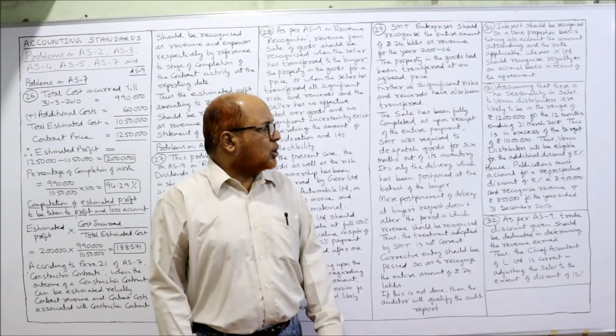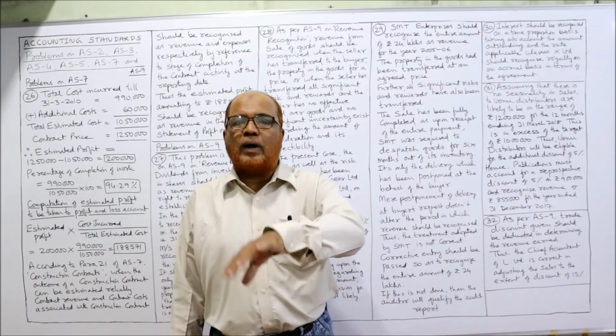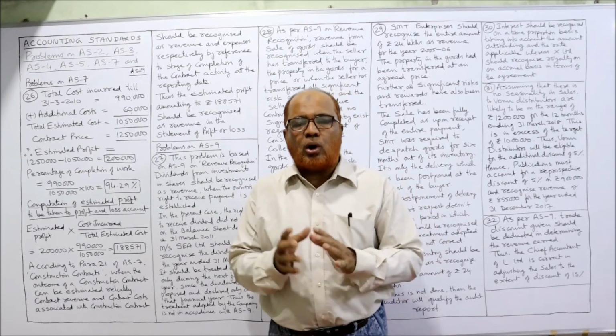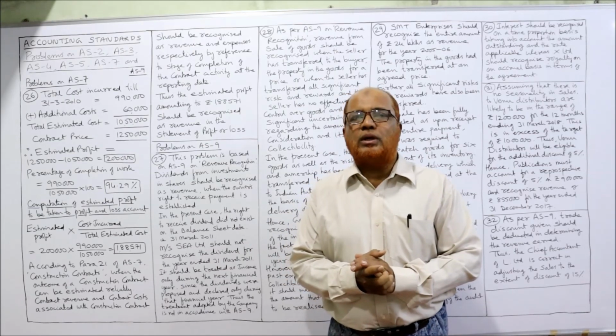That's it. So, totally 32 problems I have explained for accounting standard 2 to accounting standard 9. Hope you have followed, you have understood all the provisions of this accounting standard from 2 to 9.